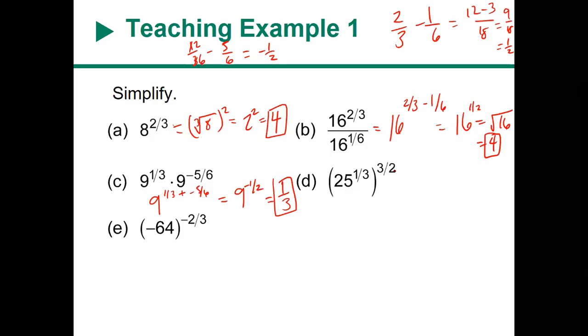All right, D is our power rule. So before I do anything, I'm going to multiply. So this is 25 times 1/3 times 3/2. And that's going to give me 25, 3/6. And that's 1/2. That's a little 5. Let me make that bigger. And the half power means you're taking the square root. And the square root of 25 is 5.